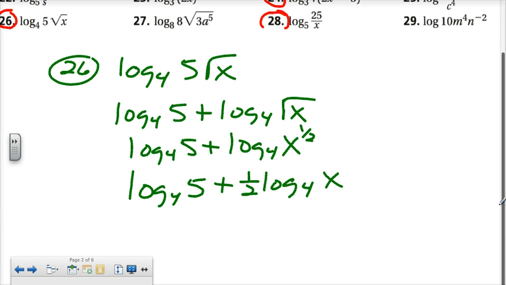And we have undone everything that we can undo at this point. So changing the multiplication into addition, changing our radical into a fraction power, and then using that power to a power property to bring that out in front and multiply.